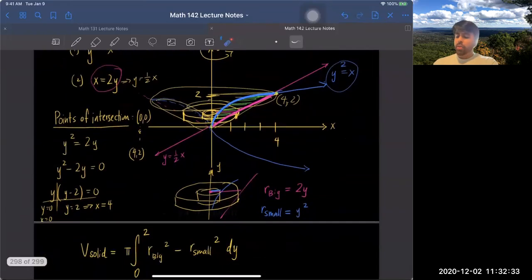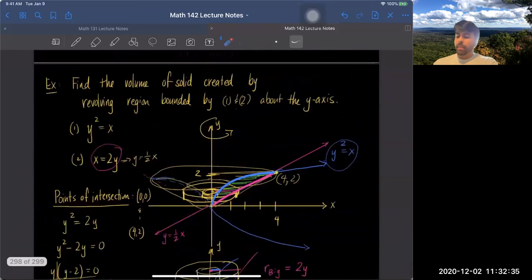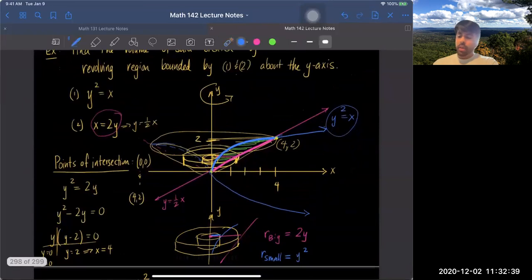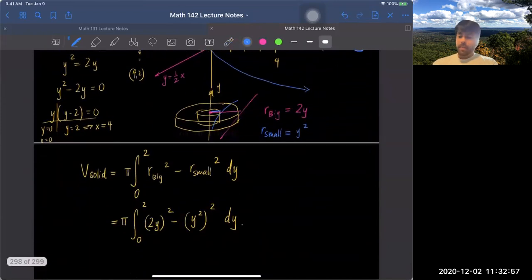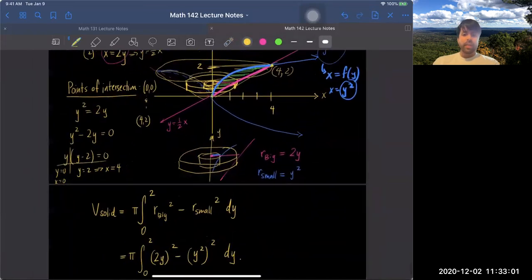And then what's going to be the smaller radius? It's going to be the blue one. It's a function of y as well. So we're looking at it from the other perspective, guys. I know that's a little tricky, but we're saying x is equal to a function of y, which in this case, x is equal to y squared. So we're going to write this as y squared instead. I don't know if that made it more complicated or did it clarify it for you a bit?